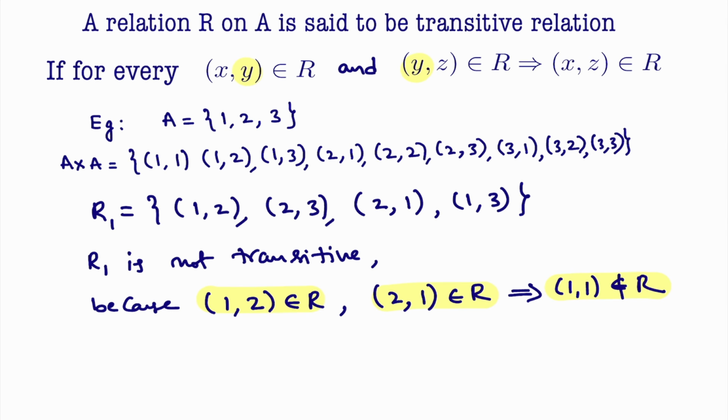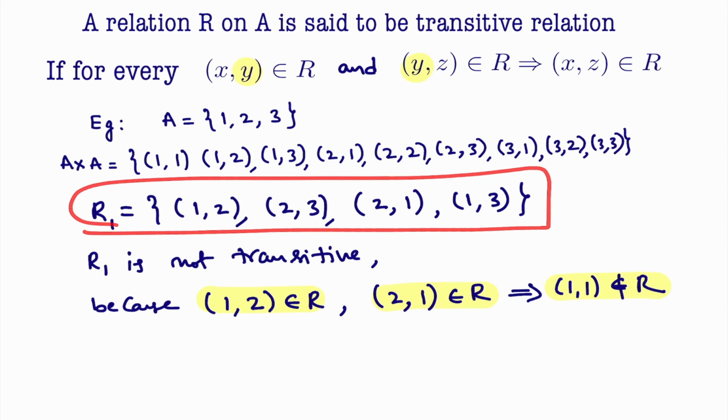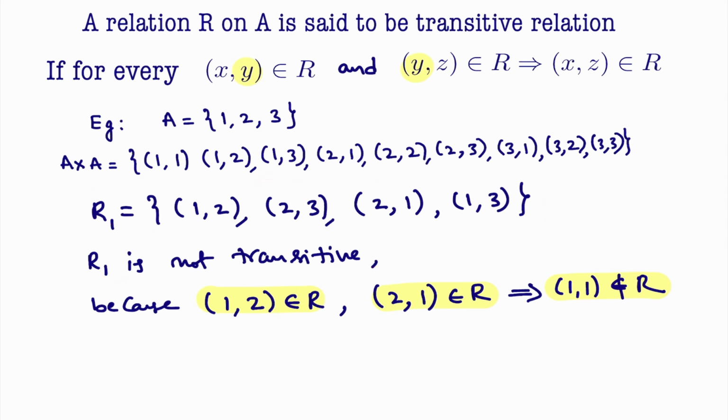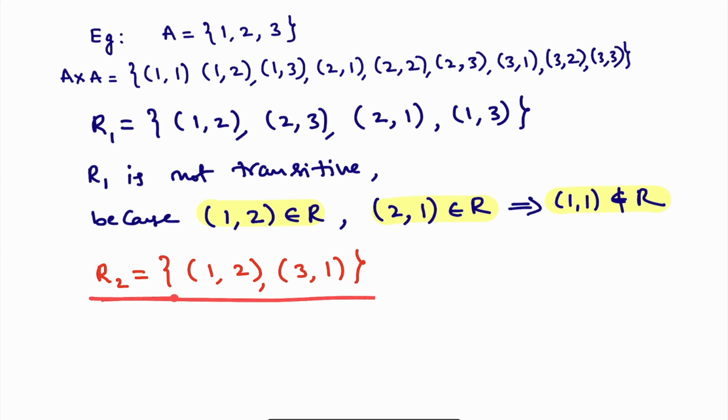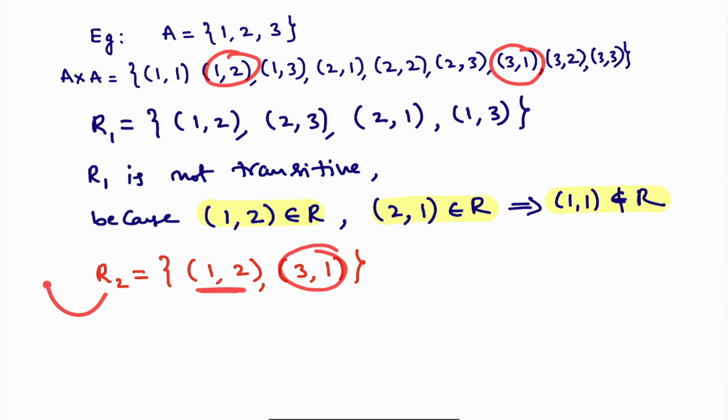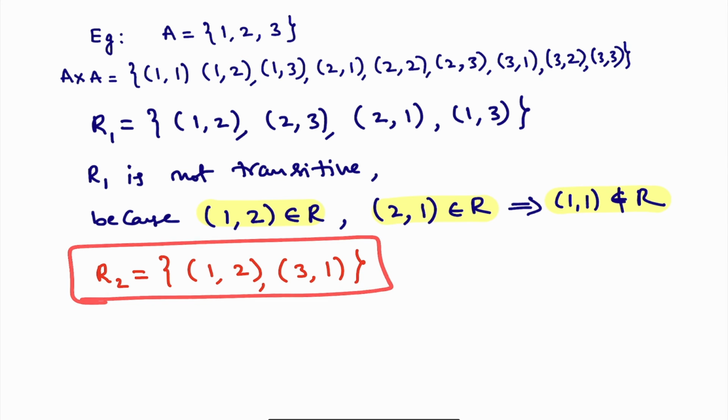That's why we say that this relation is not transitive. Now observe, I have taken one more relation on A. 1 comma 2 is there in A cross A. 3 comma 1 is there in A cross A. So R2 is a subset of A cross A, so R2 is a relation on A. My question is, is this relation transitive or not?